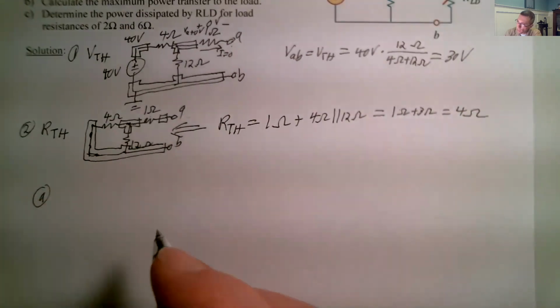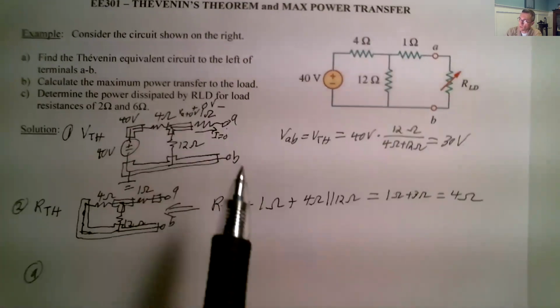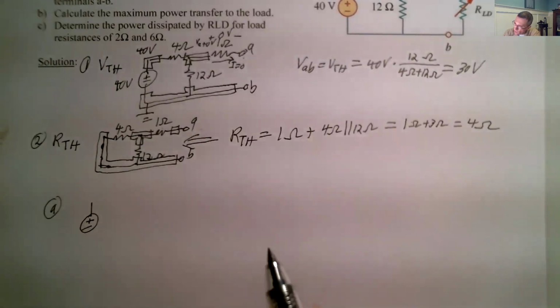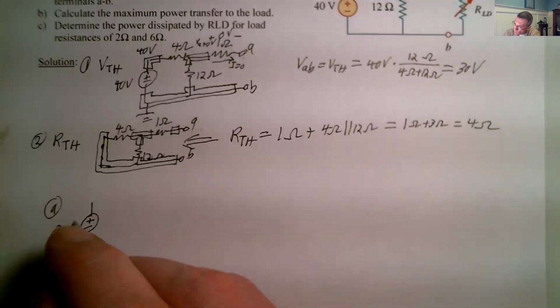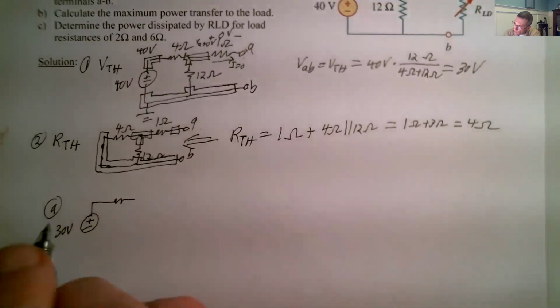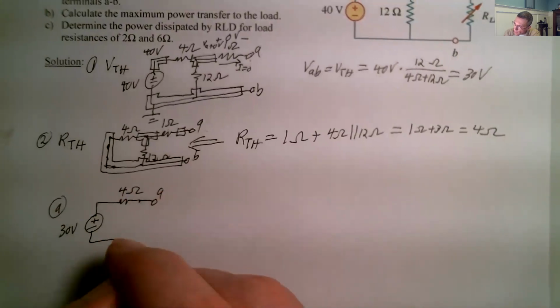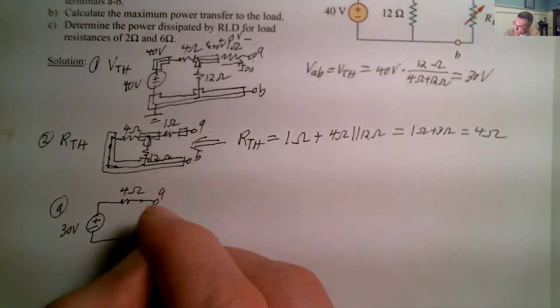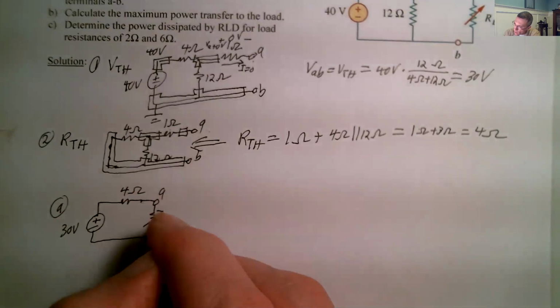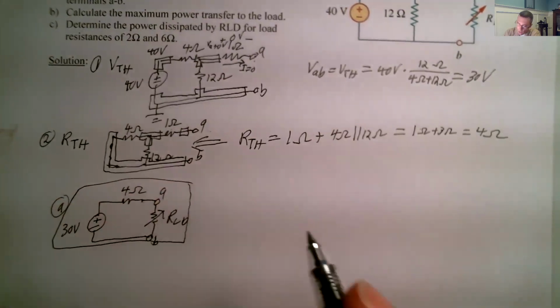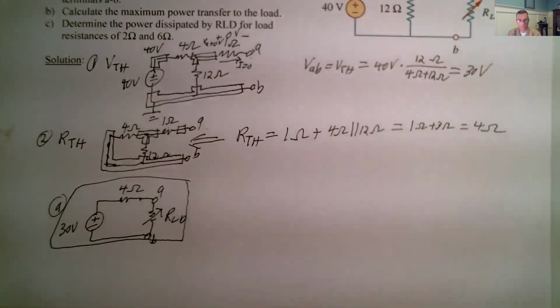So the answer for part A, the Thevenin equivalent circuit, is our VTH, which is 30 volts, and our RTH, which is 4 ohms. Then we've got A and B, and we've got our load. That is what our Thevenin equivalent circuit looks like.